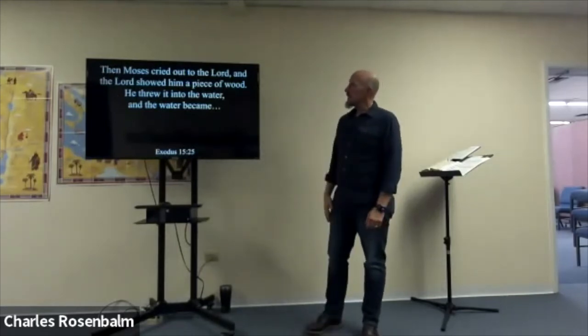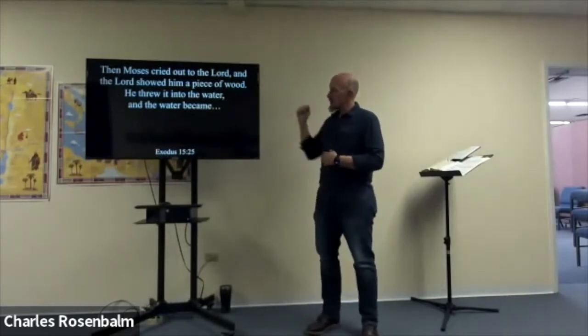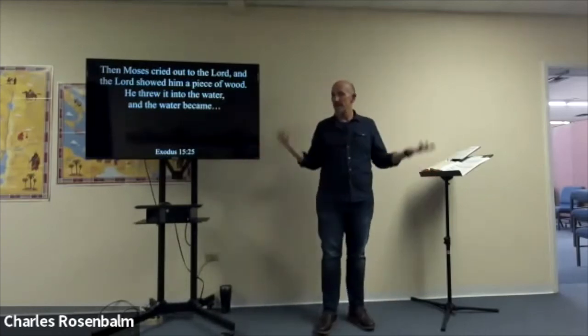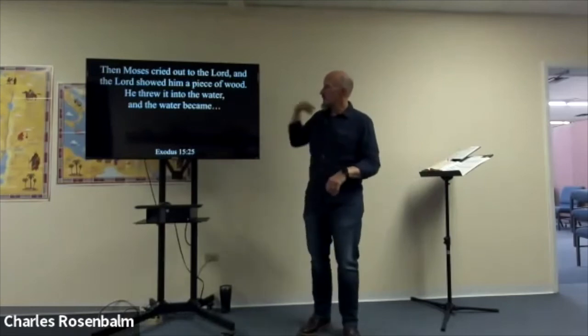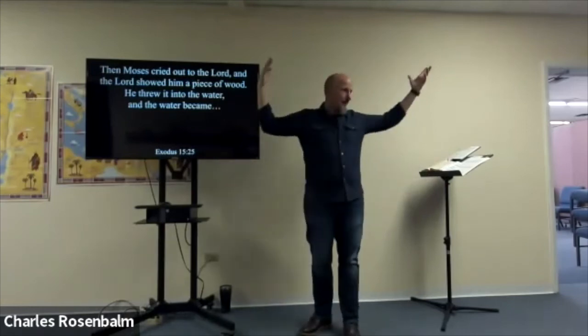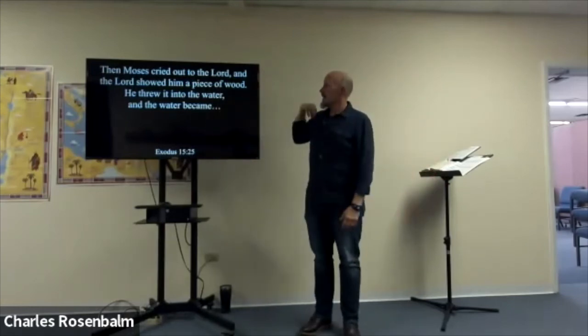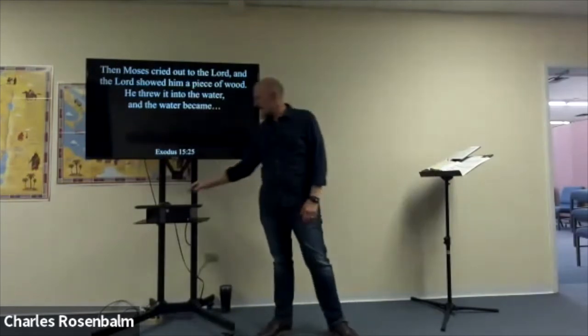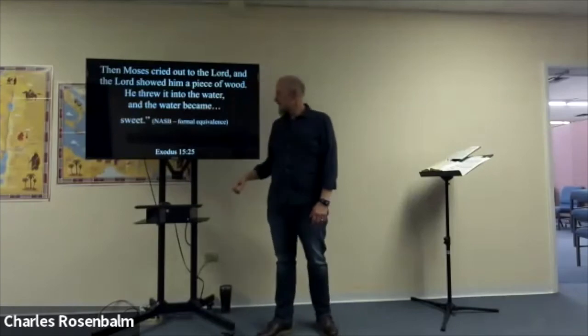Then Moses cried out to the Lord, and the Lord showed him a piece of wood, and he threw it in the water. So this is when the water becomes undrinkable. If you drink the water, you're going to die. It's bitter. And so Moses cried out to the Lord. He wants God to give him deliverance from the bad water. And the Lord showed him, put a piece of wood in the water. He throws a piece of wood in the water, and the water became drinkable.